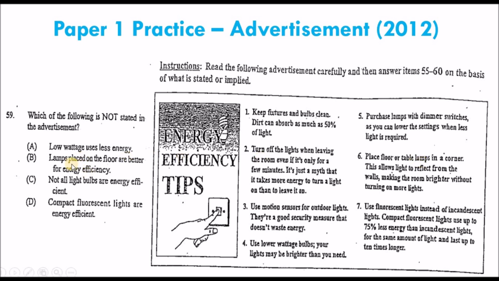Did it tell us to place the lamps on the floor? Floor lamps are a type of lamp, you know, those long standing lamps that are known as floor lamps, right? So it's not that you're placing lamps on the floor. This is referring to a type of lamp, right? So which one of the two? Is it A or is it B that you would consider to be the answer?